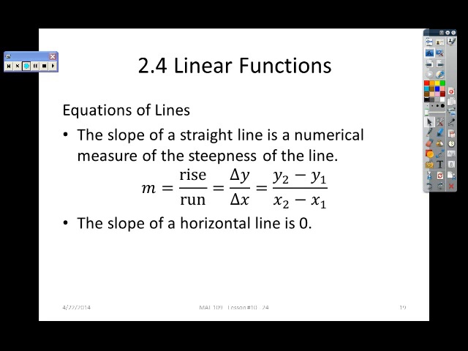If you have a horizontal line, the slope is 0. If you have a vertical line, the slope is undefined. There is no slope for a vertical line because you have to divide by 0, and that's undefined.